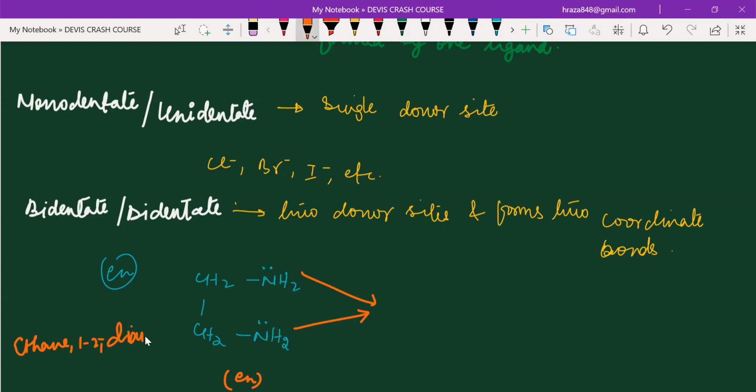Now come to the next, that is C2O4 2-, the oxalate ion.